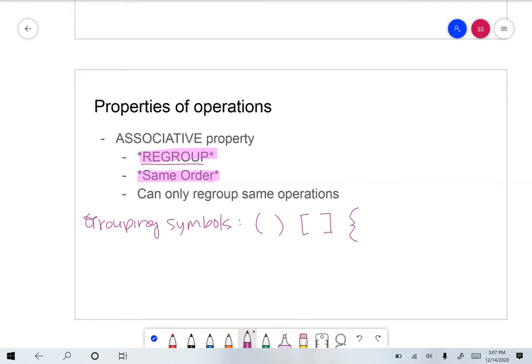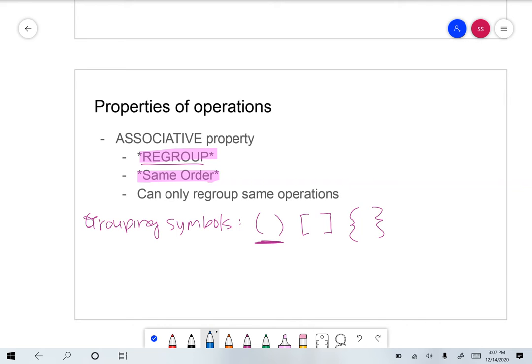Later on, you'll see curly brackets quite often, but really parentheses are the ones that we'll see the most. Okay, so grouping symbols is good to know because you can't really regroup things if you don't know what's being grouped. Okay, let's talk about some examples now.